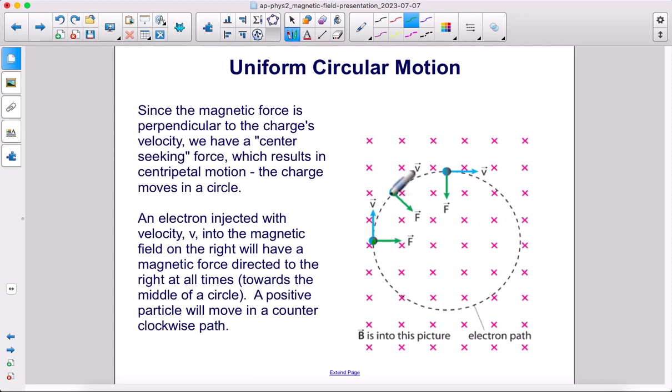Once the electron is here, its velocity is going this way, and its force will now be that way. When it's up here, its instantaneous velocity will now be pointing towards the right. Therefore, the force will be down towards the center of this circle if you use the left-hand rule. So you see, you get a centripetal force. And reminder that if this was a positive charge, like a proton, then it would be moving the other direction.